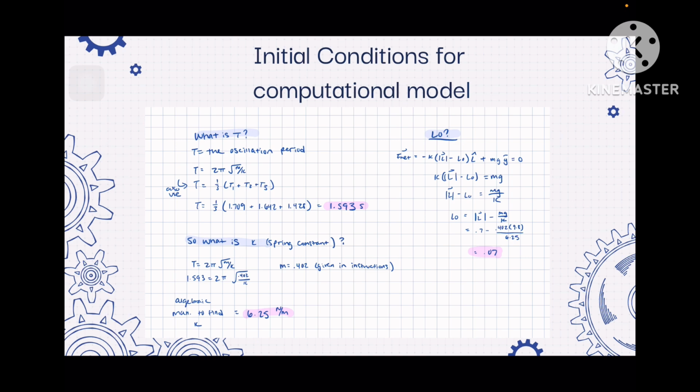T is the oscillation period, defined as 2 pi times the square root of mass over k. Without having k first, you can use the first 3 oscillation periods from Tracker and take the average by dividing by 3, which gave me 1.593 seconds. And so what is k? k is the spring constant, which can be solved for with the earlier equation by substituting in the T that was found and solving for k, which will be 6.25 in this case. With this information, L naught can be found too, which was 0.07.